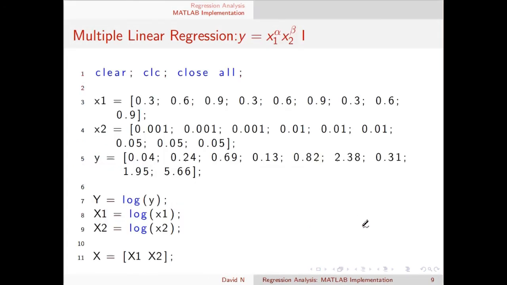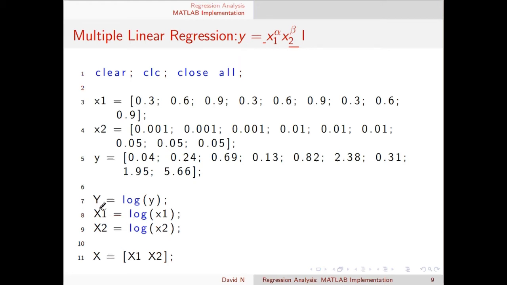Now let us consider the same example solved without a constant coefficient. That is, we don't have alpha over here. Instead we have x1 raised to the power alpha and x2 raised to the power beta. Now let us proceed towards solving such a nonlinear model without a constant coefficient.